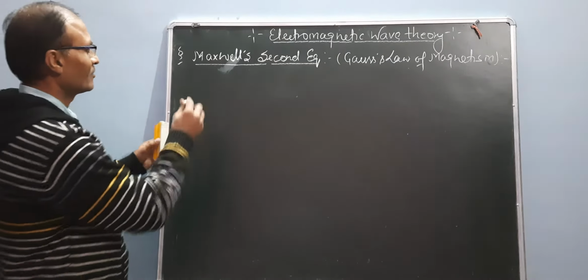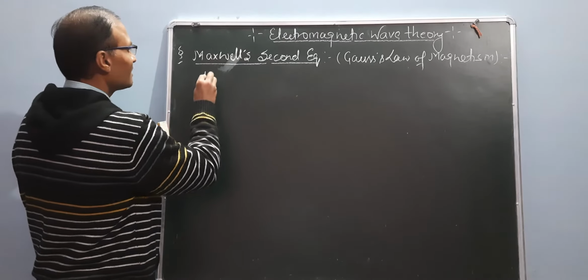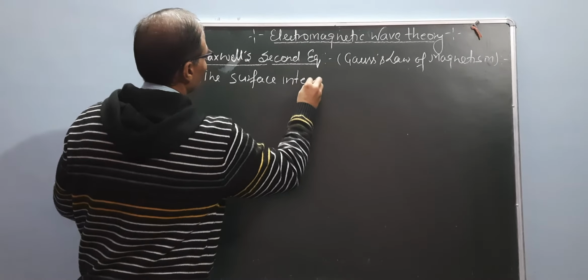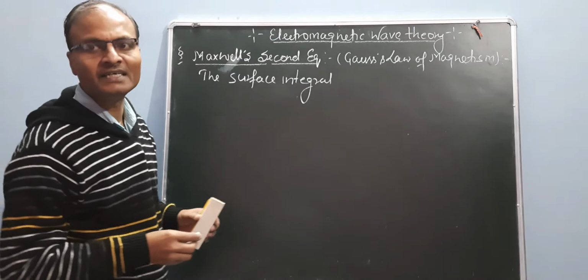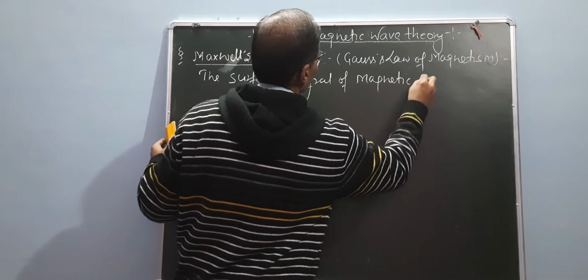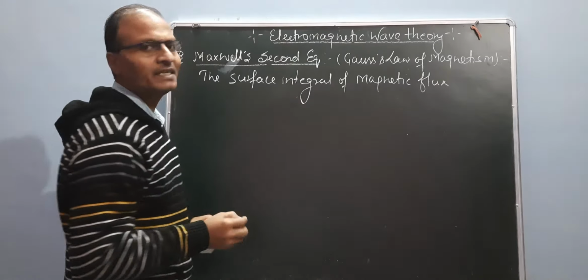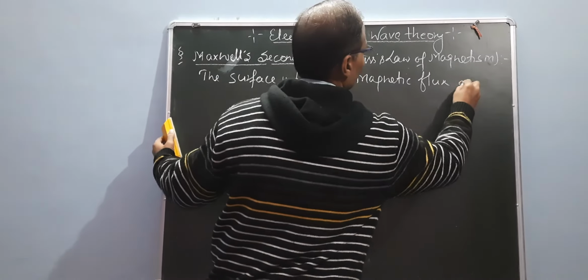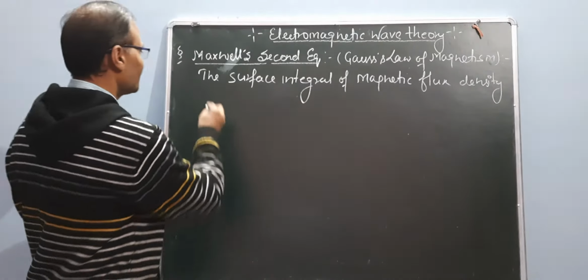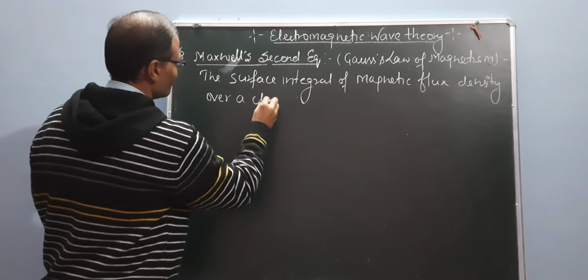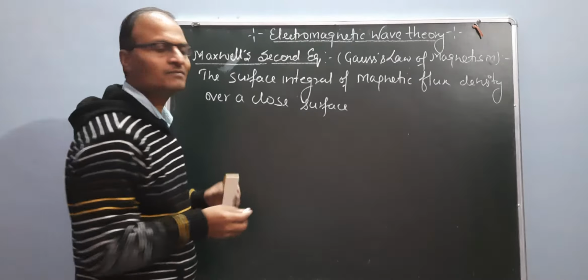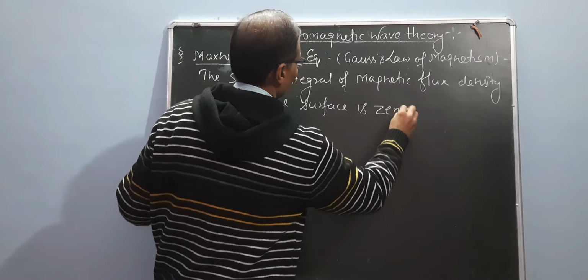Now, according to Gauss law, the surface integral of magnetic flux density over a closed surface is 0.